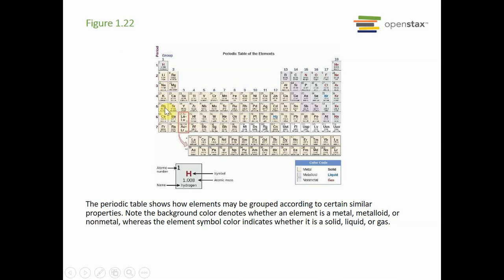Now, these properties are the same going down. Note the background color denotes whether an element is a metal, metalloid, or nonmetal, whereas the element symbol color indicates whether it's solid, liquid, or a gas. So these are gases. This is a liquid. Mercury is a liquid at laboratory temperatures.